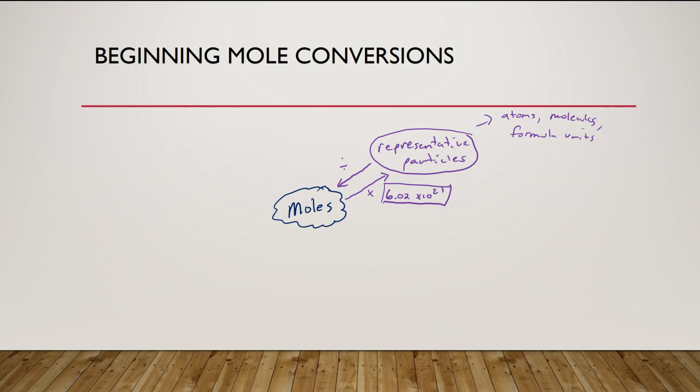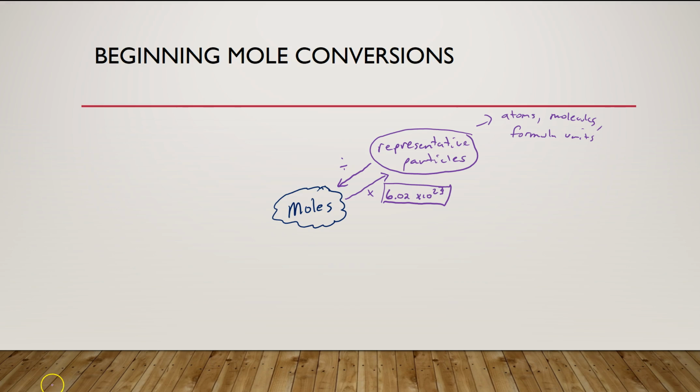So what this little chart so far is telling me is if I have a certain number of representative particles and I want to know how many moles that is, I'm going to divide my number of representative particles by 6.02 times 10 to the 23rd. Now, if I have a certain number of moles and I want to know how many atoms or molecules I have, I'll multiply my number of moles by 6.02 times 10 to the 23rd. Again, I'll put this in better context for you later.